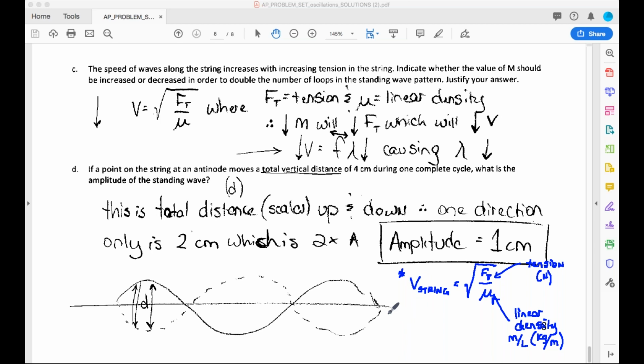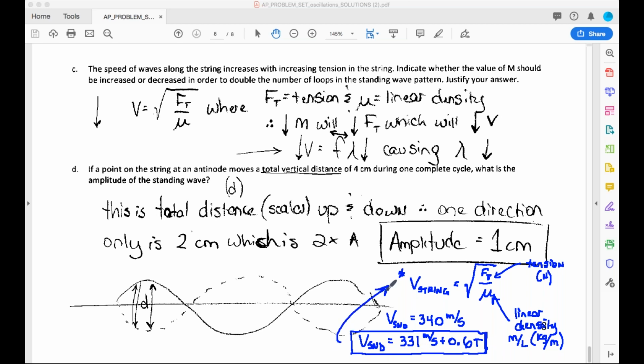You should also know something about the speed of sound in air. So, for starters, you could just remember 340 meters per second. You could additionally say that the speed of sound has a temperature correction formula of 331 meters per second plus 0.6 T. I would say the one that I've just boxed in here, this temperature corrected formula for sound, is probably less critical than the one that I put an asterisk next to for the speed of waves on strings.